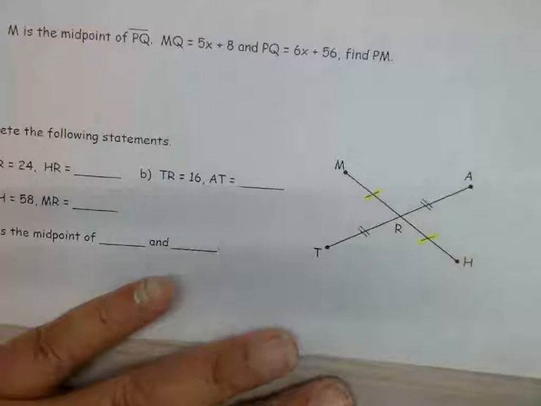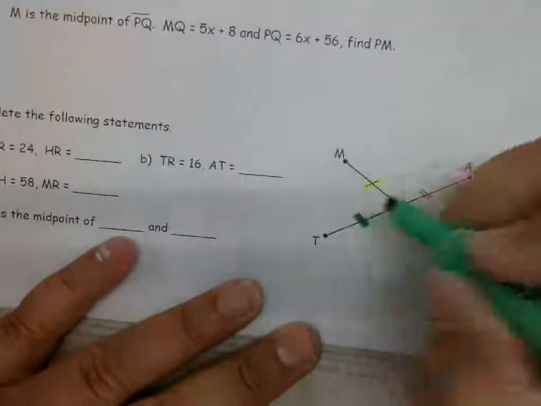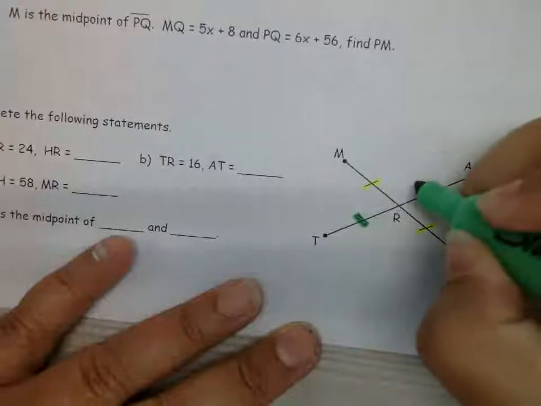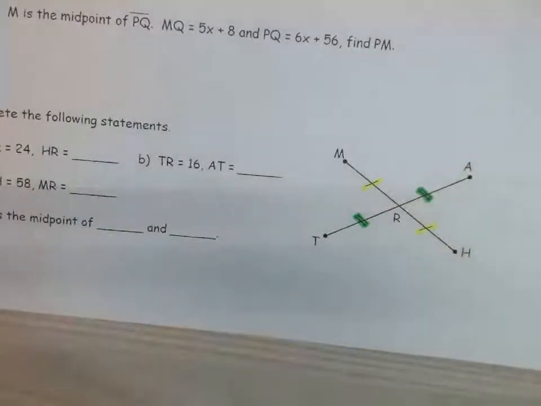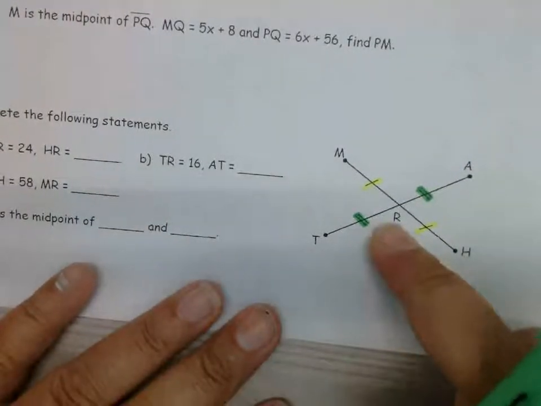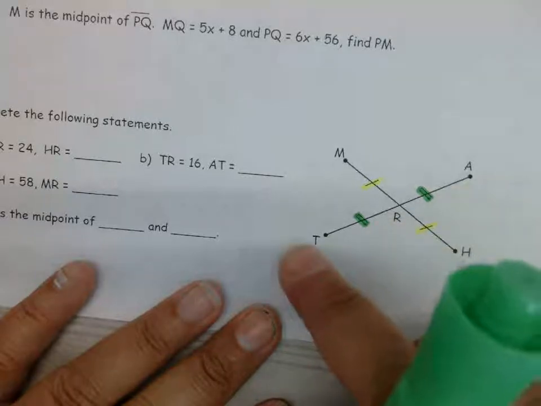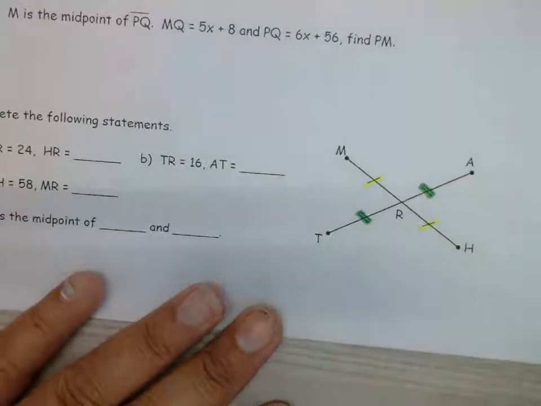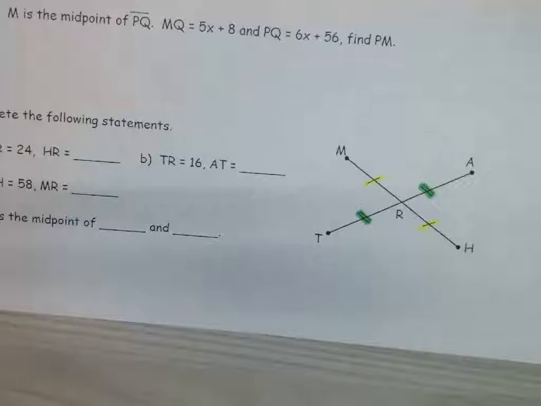Okay. And then we have T to R, which is 2 lines, meaning that this one matches the one that is 2 lines. So from T to R is the same length as R to A, and they're lying on the same line segment from T to A. Why is it a line segment? Because it doesn't have arrows.